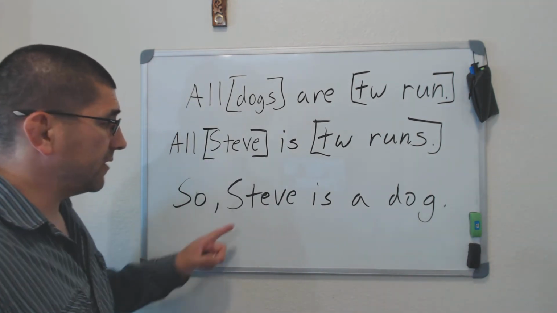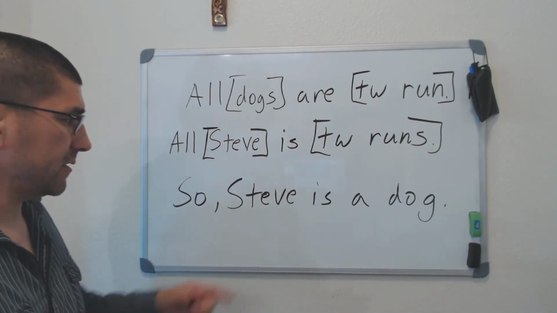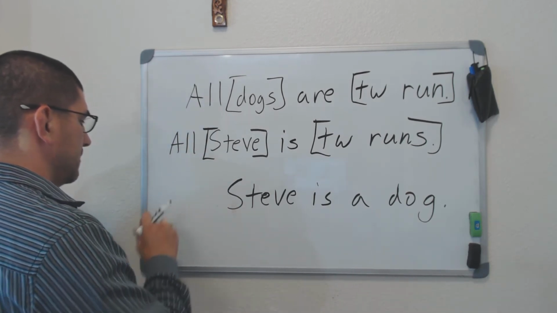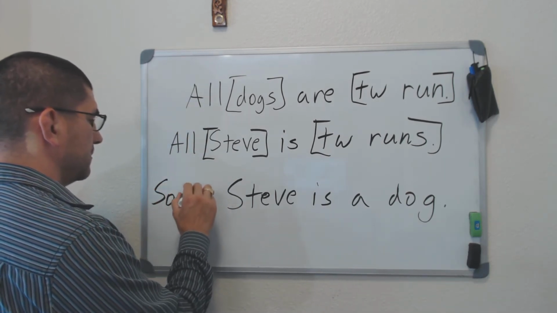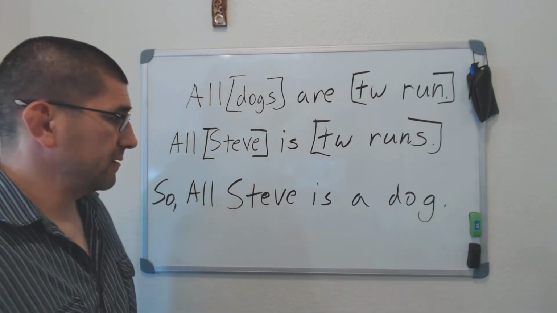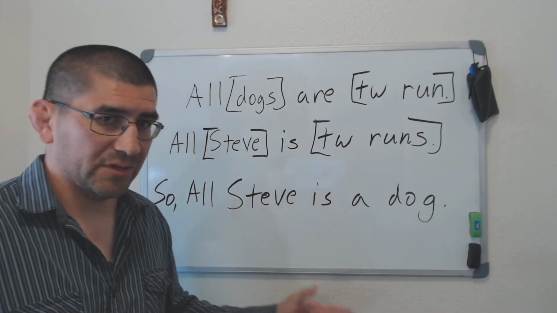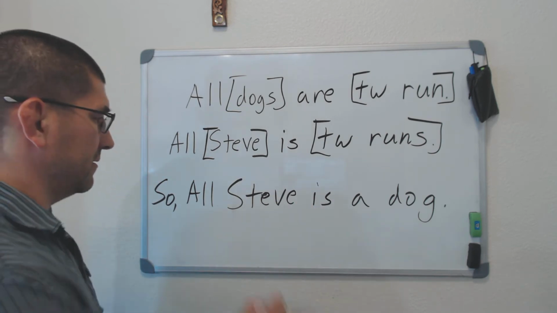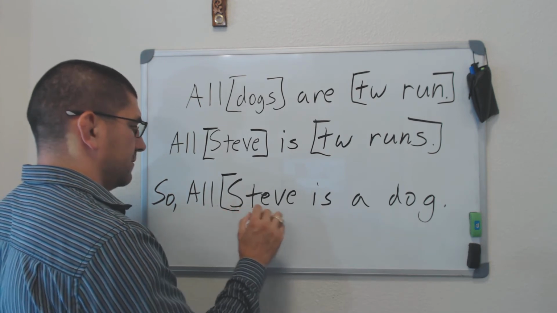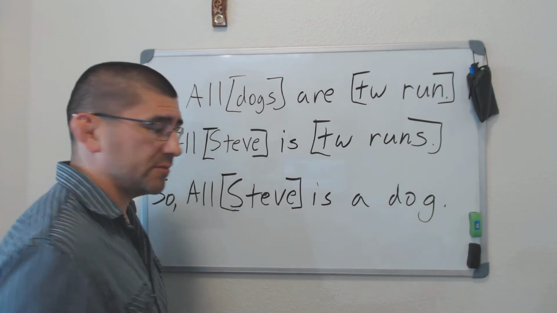Okay, so all I have left is this conclusion. And I already know what this is. This is an A statement. So, all Steve is a dog. Okay. Now I can choose to say all Steve is that which is a dog, but I don't need to do that. It's already clear. Okay, so I'm going to put brackets. I'm going to put the subject term and the predicate term in the brackets.